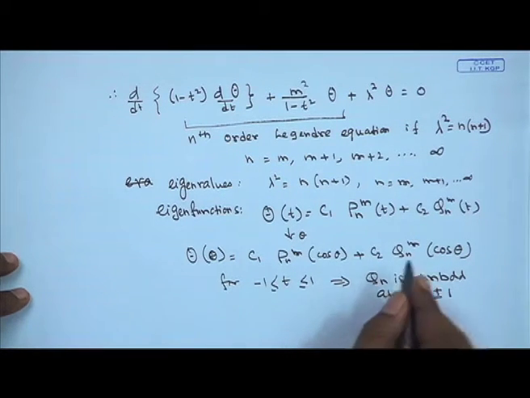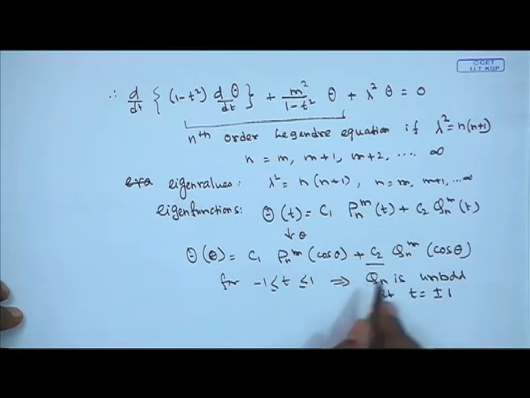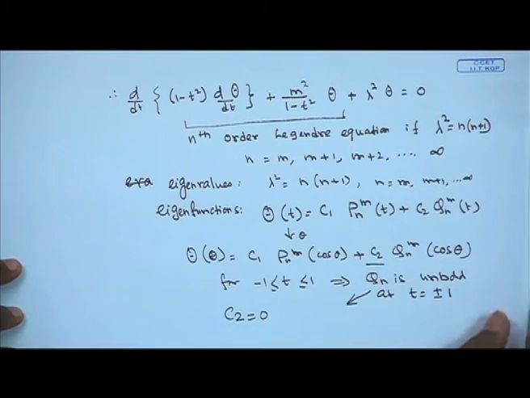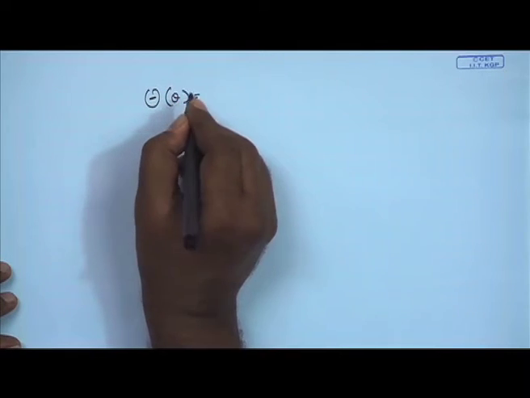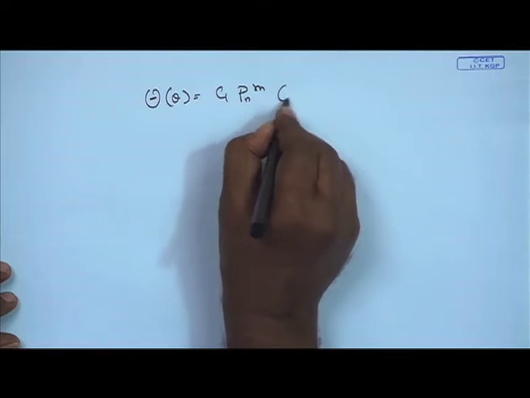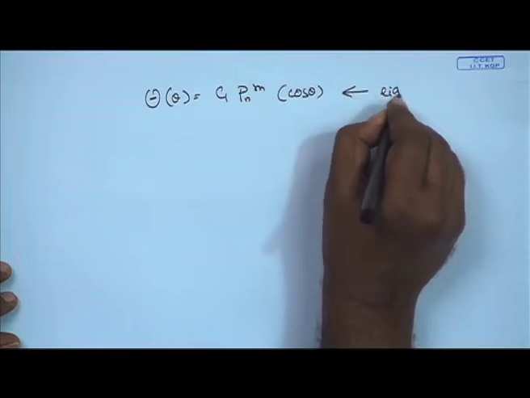Therefore, since the whole solution must be bounded, the associated constant has to be equal to 0. In order to satisfy this boundary condition, C2 has to be equal to 0. So, the eigenfunction will be nothing but the Legendre polynomial: Theta as a function of theta is equal to C1 Pn^m(cosine theta). These are the eigenfunctions in the theta direction.